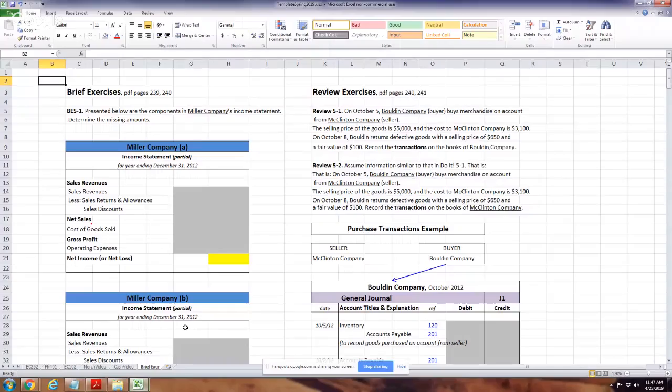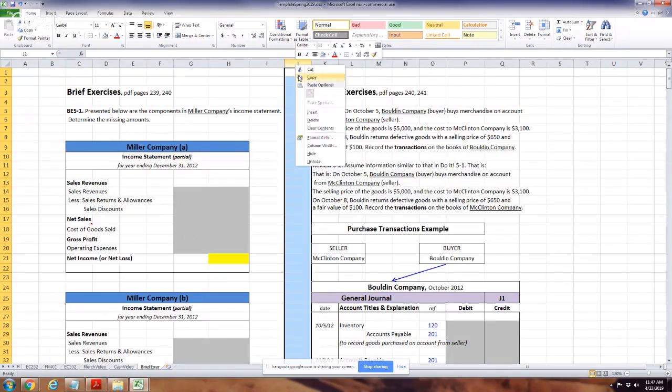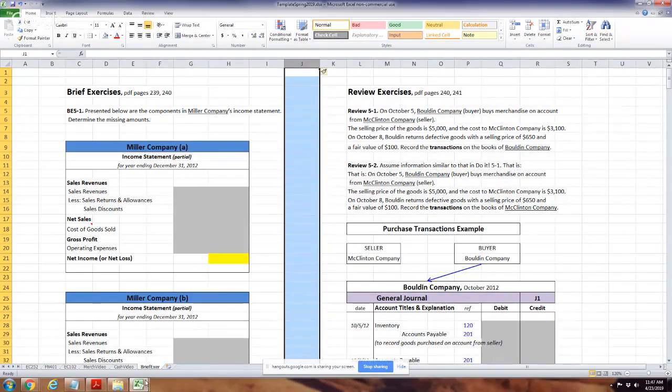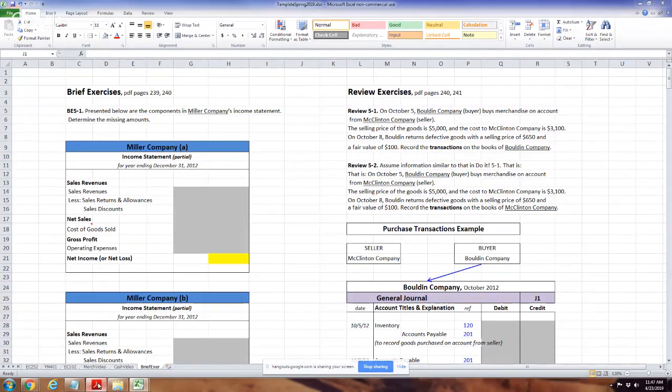Okay, folks, you should have this template, and like I said, I'll put this on Blackboard, and I'll send it to everybody. So we're to the brief exercise. Actually, this is the template, and we may even do some of the review exercises if we have a few minutes, because I have about 2 hours where I can spend working on this.